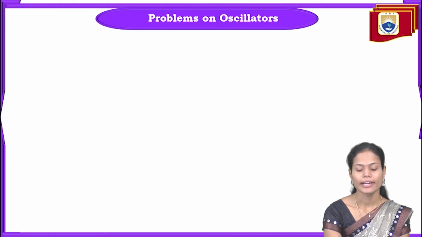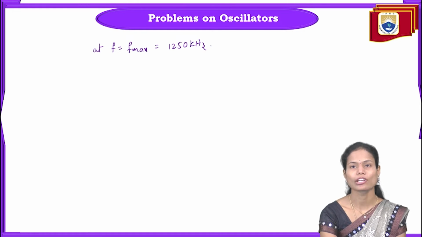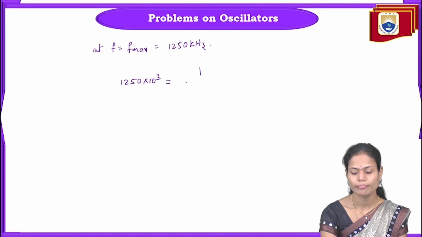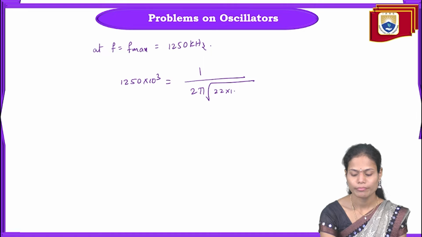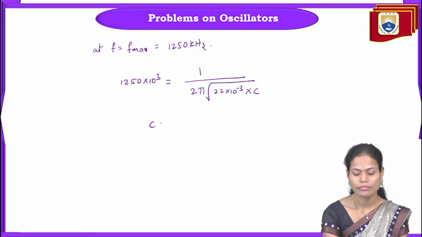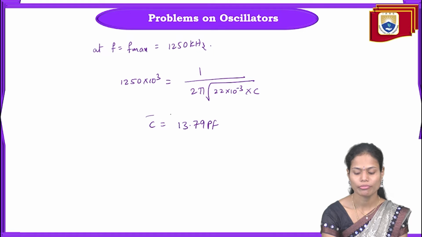Similarly, at F equal to F maximum, that is the maximum frequency of 1250 kilohertz. At this particular frequency, if we calculate the capacitance, 1250 kilohertz should be equal to 1 by 2 pi under root of total inductance value, 22 into 10 power minus 3, into capacitance. If we solve this, we will get the capacitance value as 13.79 picofarads.